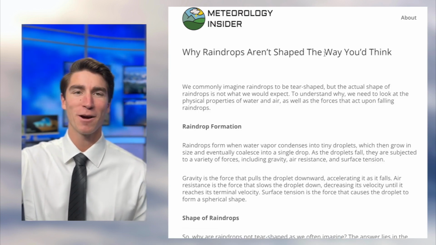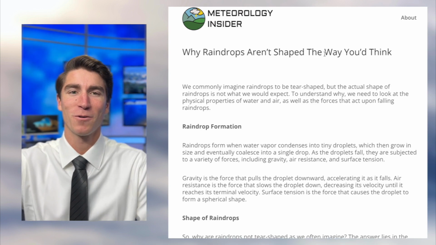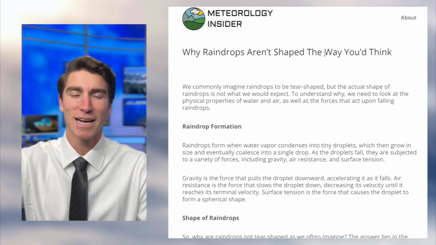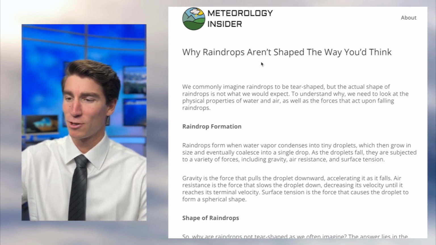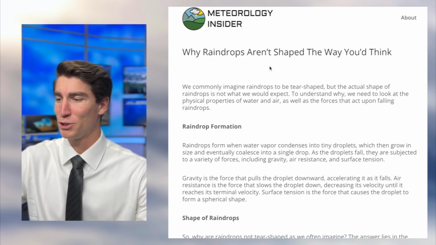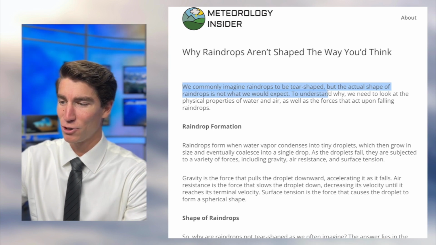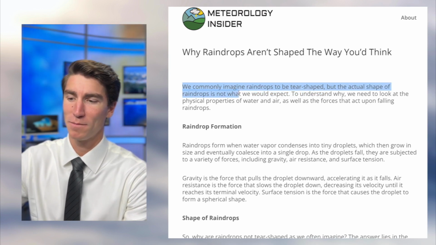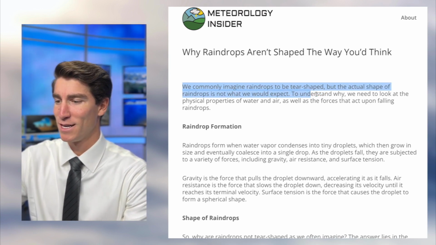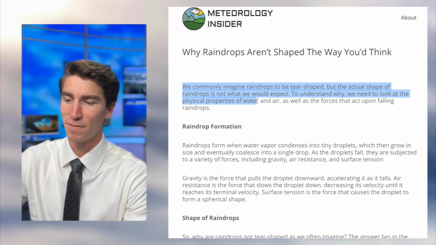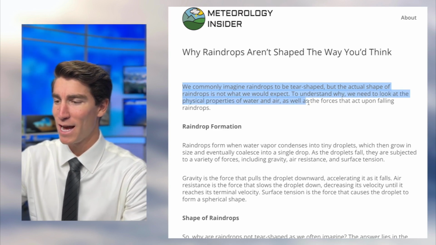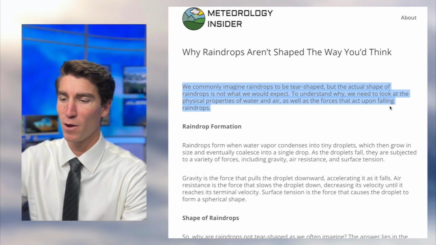So to find out what they actually do look like, we're going to read this article and also to understand the science behind what's actually going on. So just looking at it, why raindrops aren't shaped the way you'd think. We commonly imagine raindrops to be tear-shaped, but the actual shape of raindrops is not what we would expect. To understand why, we need to look at the physical properties of water and air, as well as the forces that act upon falling raindrops.